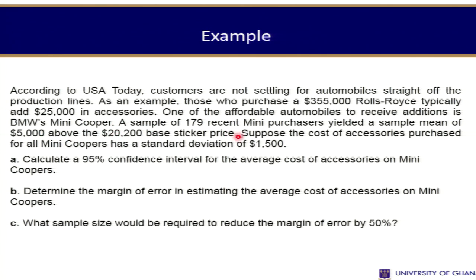A sample of 179 Mini purchases yielded a sample mean of $5,000 above the $20,200 base sticker price. Suppose that the cost of accessories purchased for all Mini Coopers has a standard deviation of 1,500. Calculate a 95% confidence interval for the average cost of accessories on Mini Coopers. Determine the margin of error in estimating the average cost of accessories on the Mini Coopers, and estimate the sample size that will be required to reduce the margin of error by 50%. I hope you'll be able to try your hands on this.